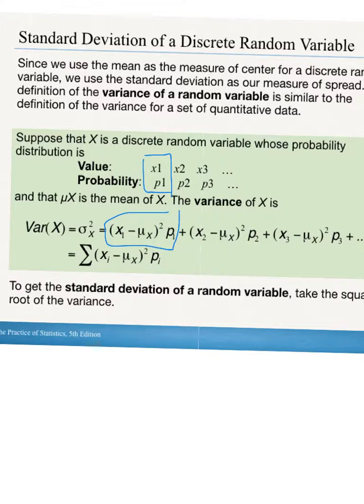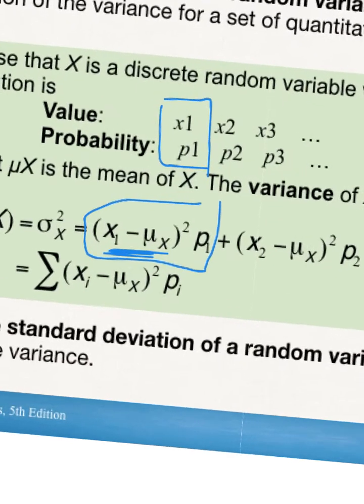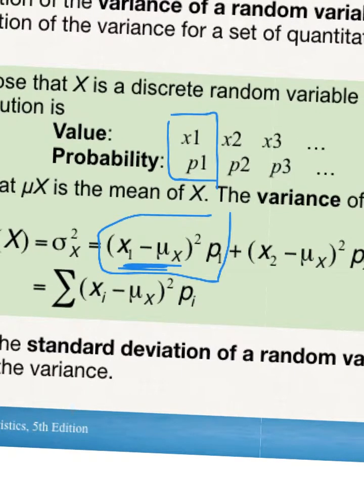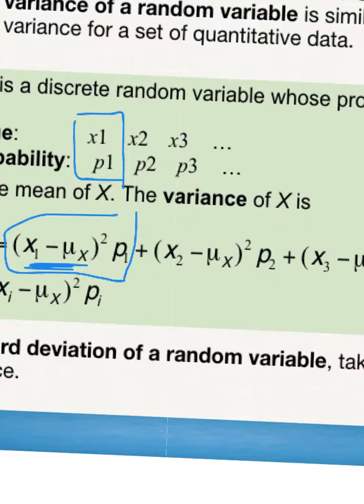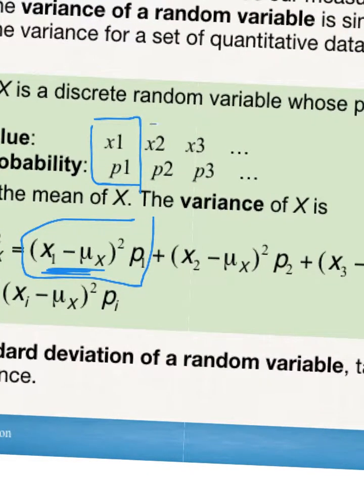Basically, we take the difference from the mean, like we always do, square it, and then multiply by the probability at that one. And then you continue on with the next one. We look at the second data point and its probability. We take the difference between that data point and the mean, square it, and then multiply by the probability of that second value, and continue on and on.